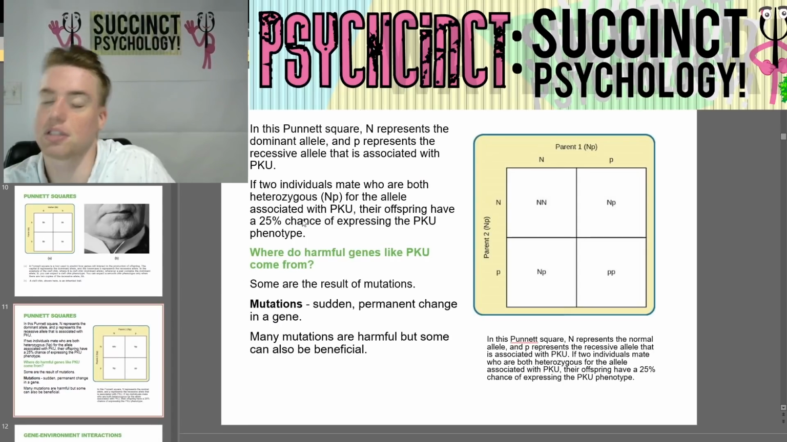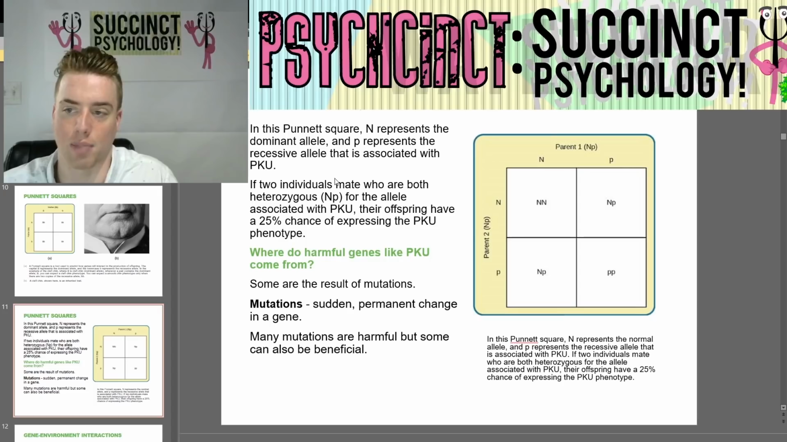So continuing with Punnett squares, in this Punnett square, N represents the dominant allele, and P represents the recessive allele that is associated with PKU. If two individuals mate who are both heterozygous, so you have the dominant and the recessive, for the allele associated with PKU, their offspring have a 25% chance of expressing the PKU phenotype.